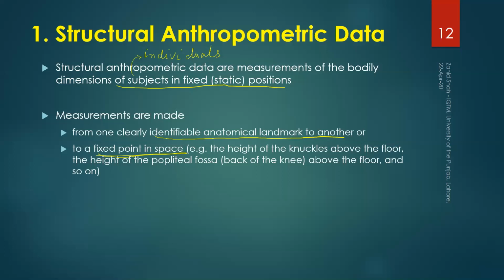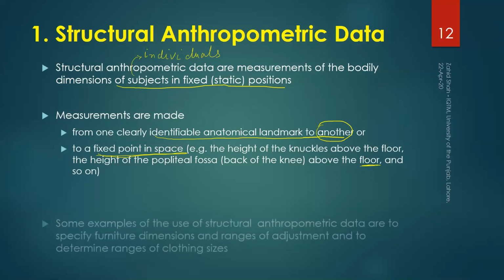So in anthropometry, there are 2 possibilities. One is that you are taking the measurement of a body part with respect to another point in the body. And second possibility is that there is a point in space. For example, floor, for example, can be a reference point from where we are taking a certain measurement. Now we will see examples of both in one of the following slides.